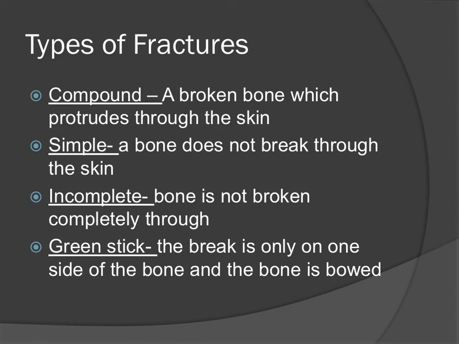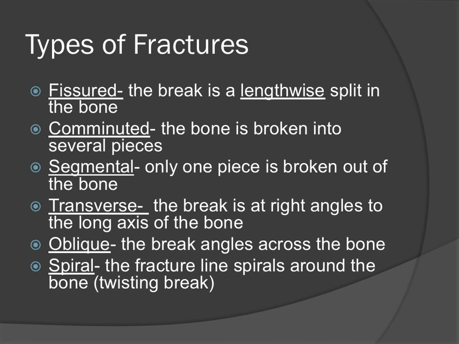Incomplete, this is a bone that is not broken completely through. Green stick, the break is only on one side of the bone. The bone is bowed outward. Fissured, the break is a lengthwise split in the bone. Comminuted, the bone is broken into several pieces. Segmental, only one piece is broken out of the bone.